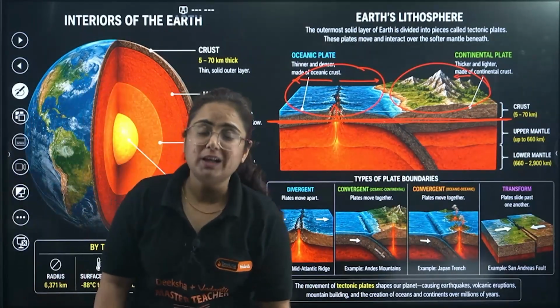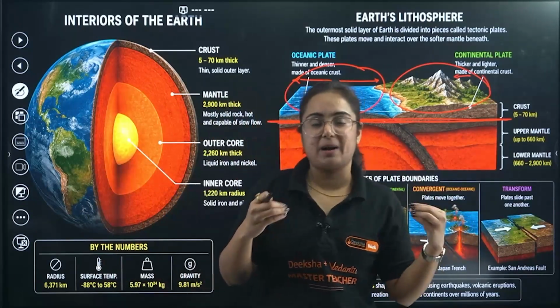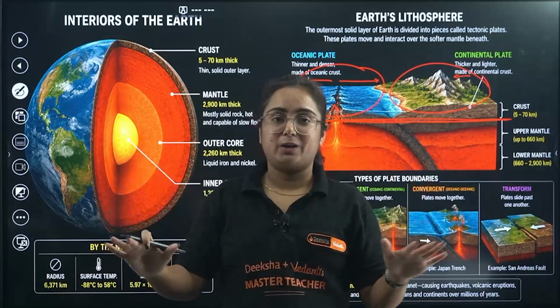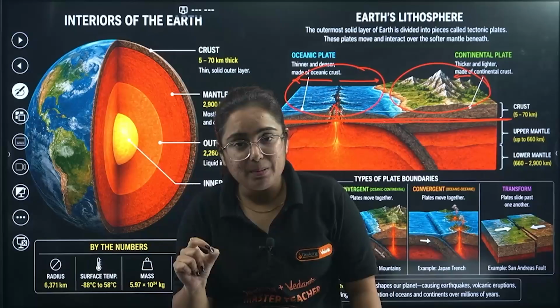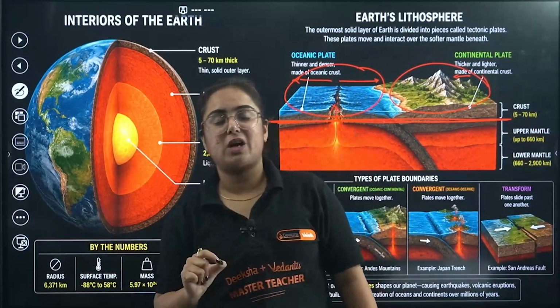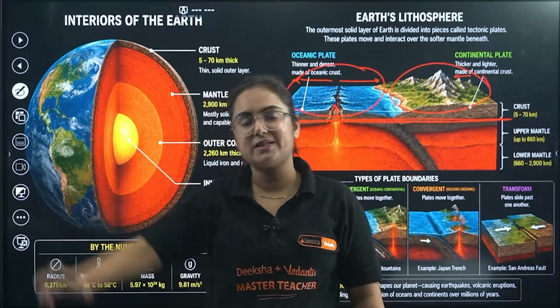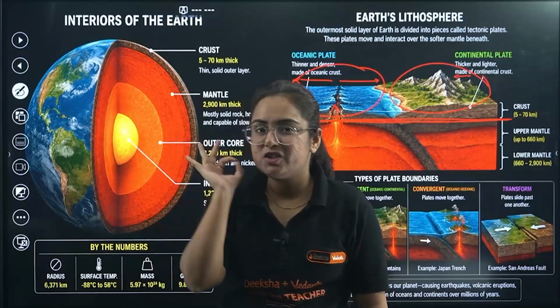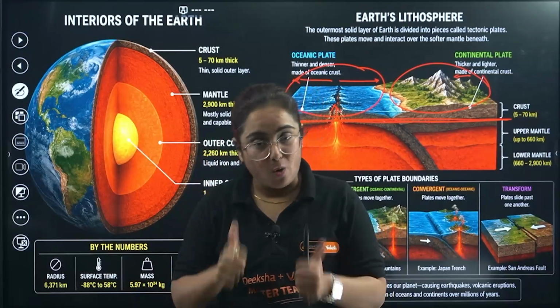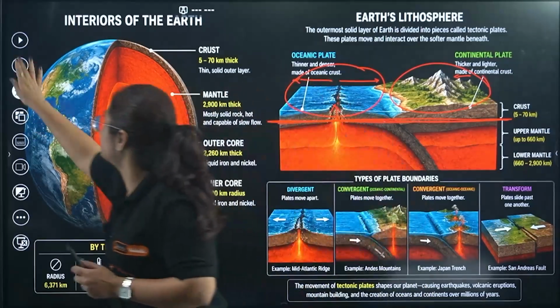If you want a detailed explanation, on the same platform I already uploaded the chapter, Shaping of the Earth's Surface, very nicely explained in just one short video. So go watch it and ace this topic, that is, the continental drift theory. Not only this topic, the entire chapter is done there.